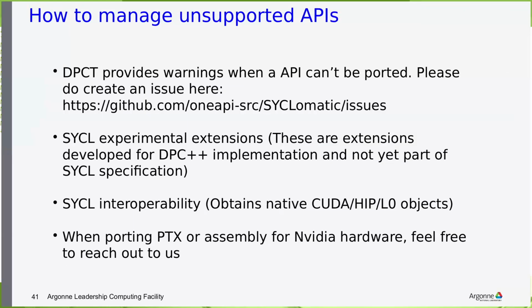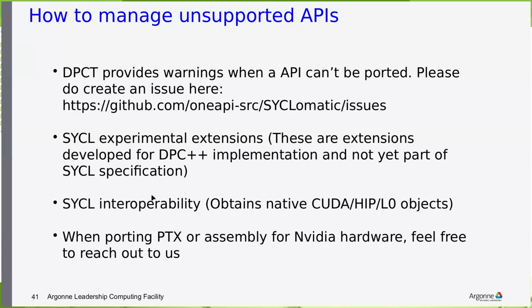So how to manage the unsupported APIs? DPCT provides a lot of warnings when it cannot port a certain API. There are certain experimental extensions. We just used one, which is the PCIe address from SYCL. When there is absolutely no way to find an extension, and when there is no way to find a port from a native programming model to SYCL, native can be CUDA or HIP.